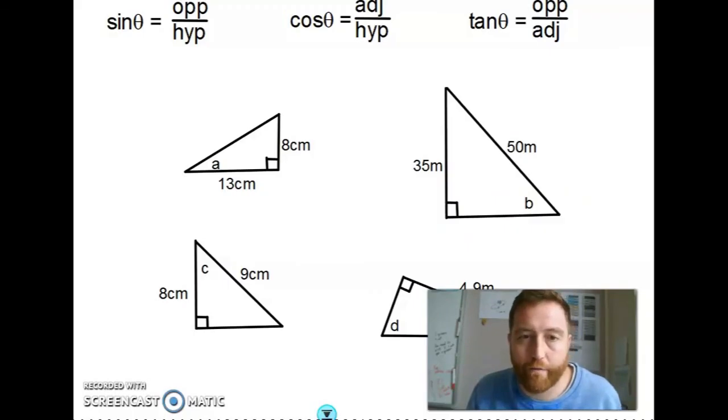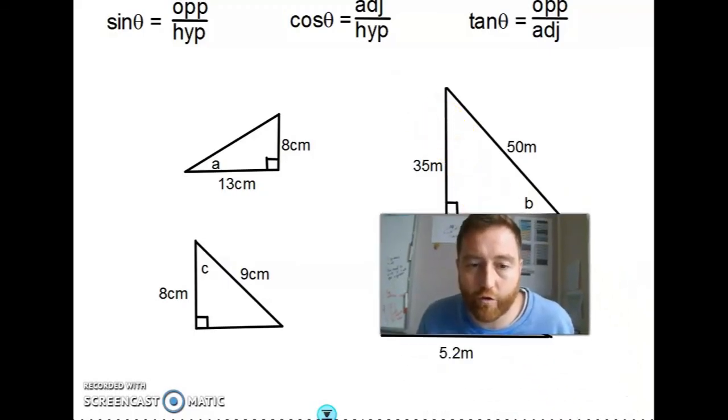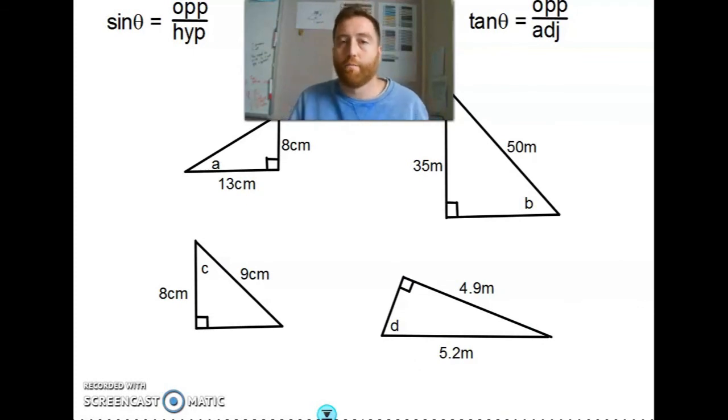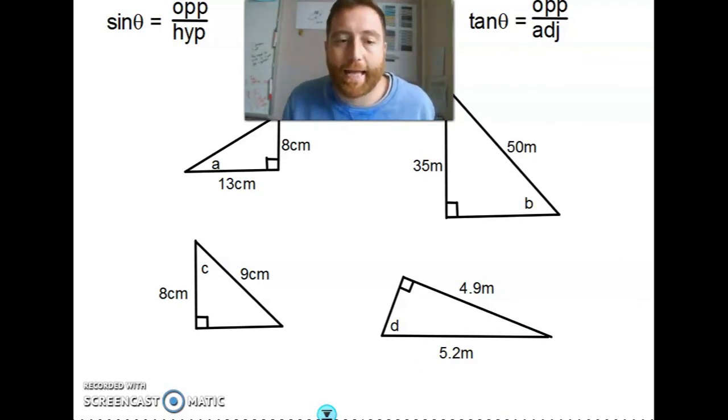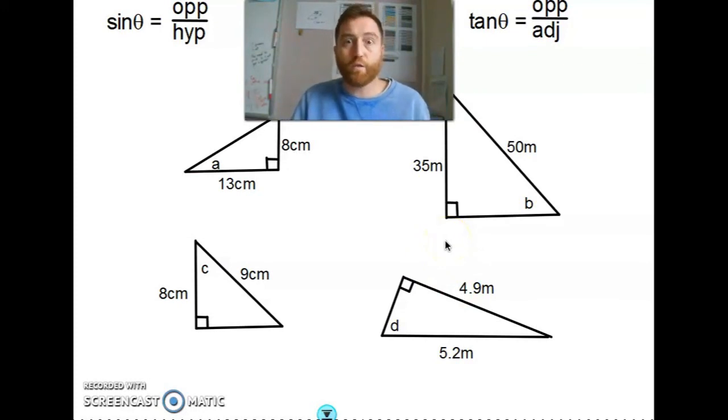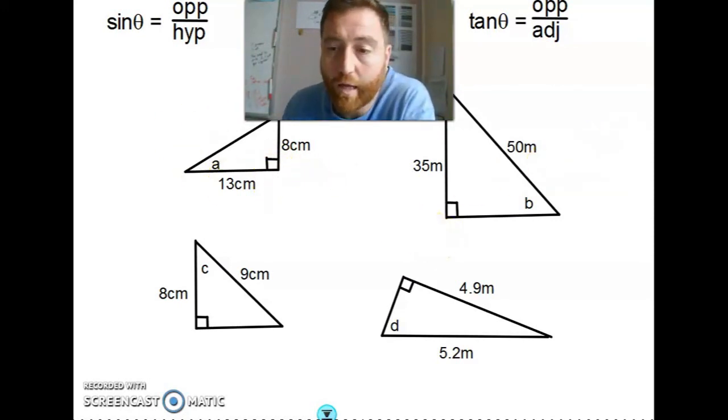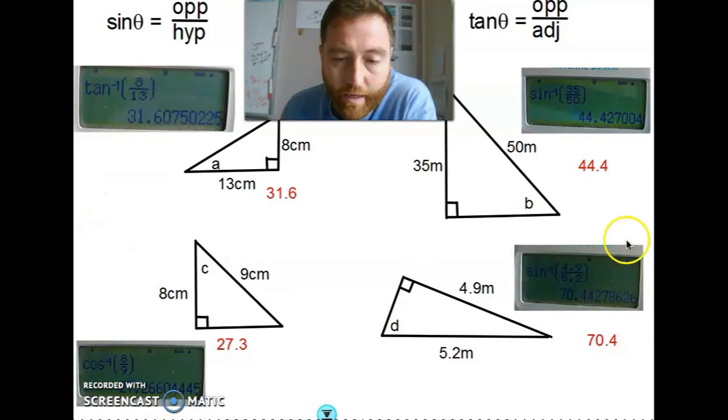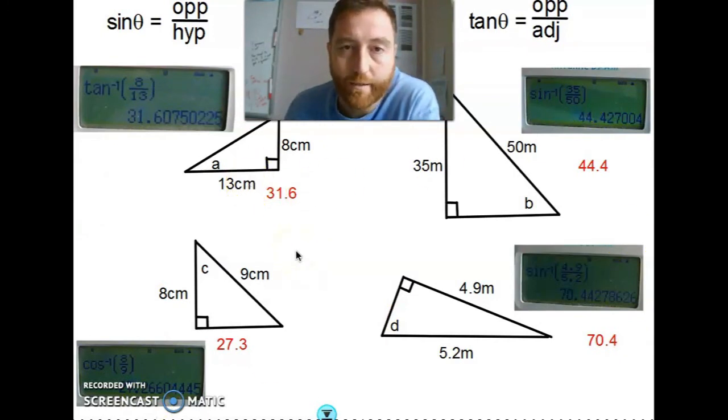Okay. Final thing then. Here's 4 questions for you to try. Finding an angle. There's a mixture of sin, cos, and tan in there, and I'll give you a chance to pause the video, and then I'll do the answers in a sec. So pause the video now. Pause. Continue. Okay. Finding the angle. Let's see what we got. There's the calculations. There's your answers. Check through them, see how you did, and that's the end.